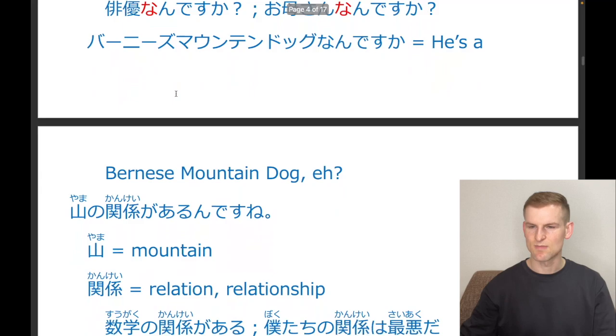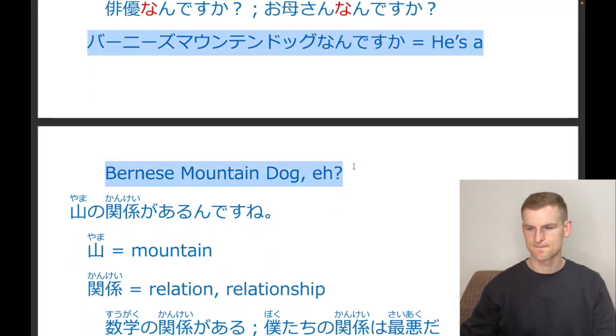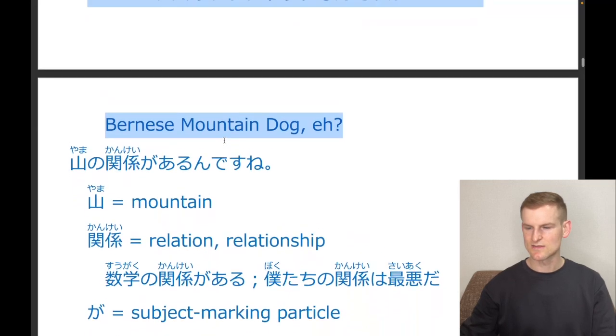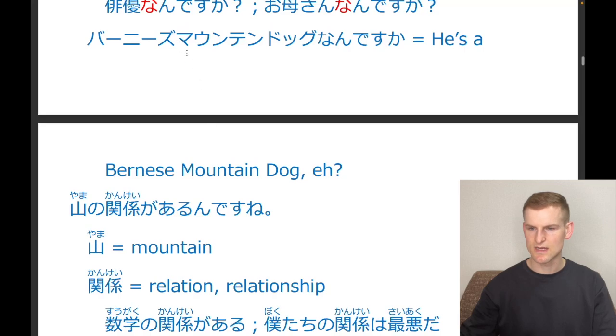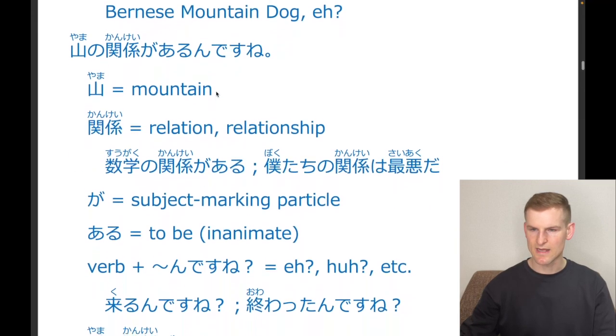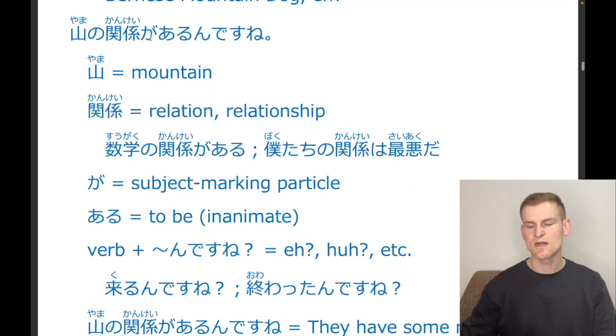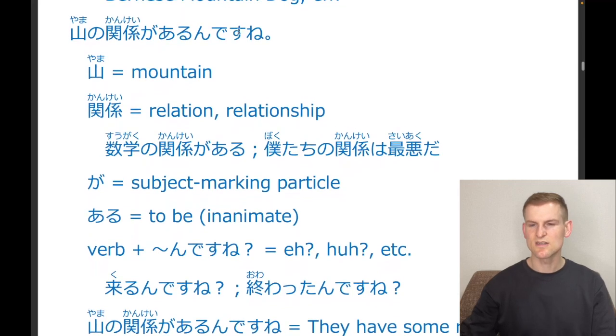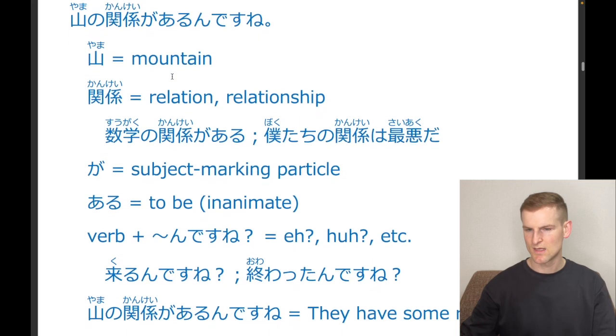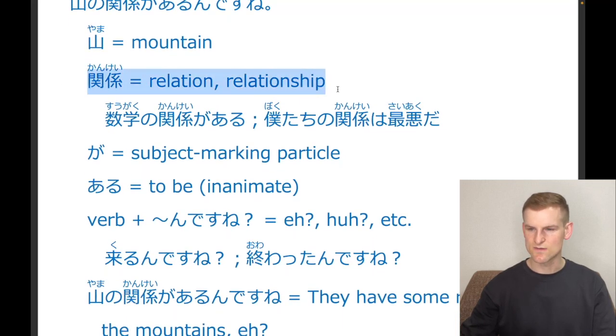Okay, so put that all together. Barney's Mountain Dog なんですか? He's a Bernese Mountain Dog, eh? Okay. All right, and so there's the word mountain in the name. So I pick up on that and I ask, 山の関係があるんですね. Okay, so earlier we had the word mountain in katakana, right? And here we have the native Japanese word for mountain, yama. And then we have kankei, which is a relation or relationship.